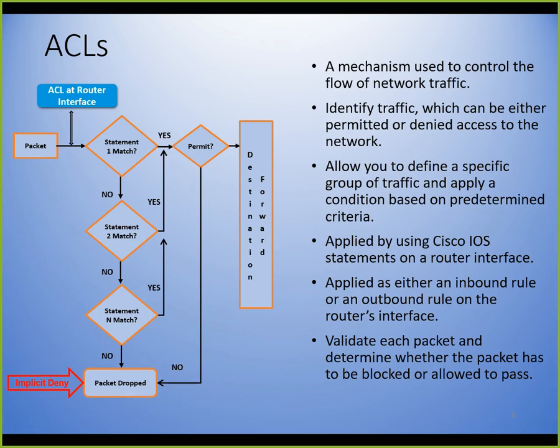So the access control list is a mechanism used to control the flow of traffic. It's used to control access to resources: who can get to which resources on these networks. It identifies traffic which can either be permitted or denied across the network, allows you to define a specific group of traffic and apply a condition based on predetermined criteria, and is then applied using, and this is for Cisco obviously, the Cisco IOS statements on the router interface.